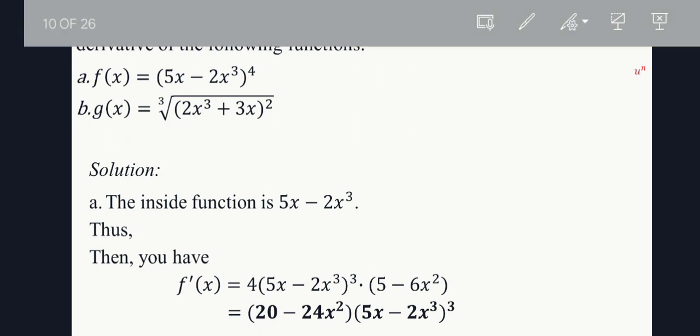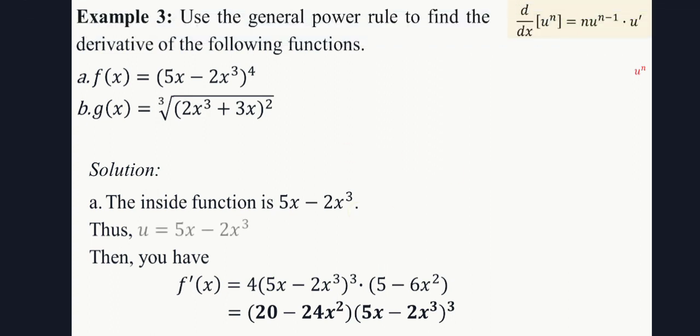So, ibig sabihin, we will let u, okay, maglilat tayo ng u, which is 5x minus 2x cubed kasi ito yung inside function natin. Then, kukunin natin yung derivative ng u, that is 5 for the derivative of 5x. So, yung derivative naman ng 2x cubed is 6x squared. Thus, your derivative of u is 5 minus 6x squared.